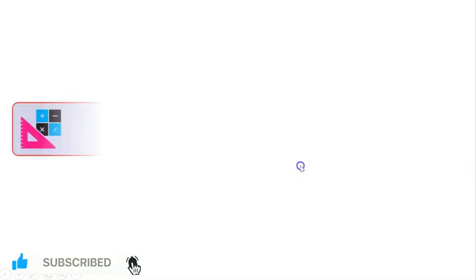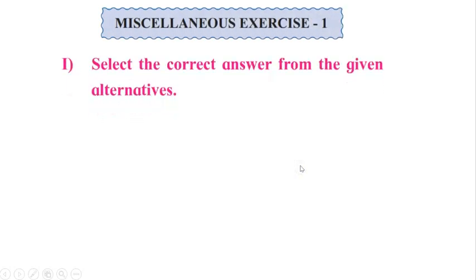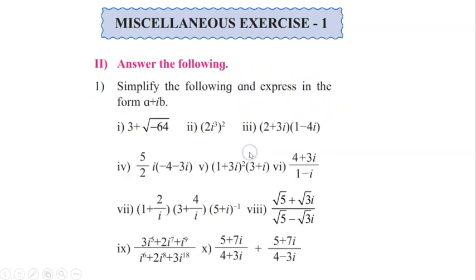Hello friends, in my previous video I had explained question number 1 from the miscellaneous exercise, that is, select the correct answer from the given alternatives. Now in this video I will explain question number 2, and that is the first question from question number 2. Simplify the following and express in the form a plus ib, all these 10 examples.